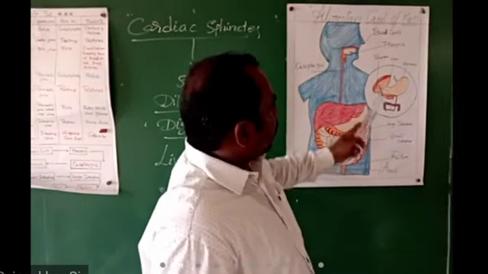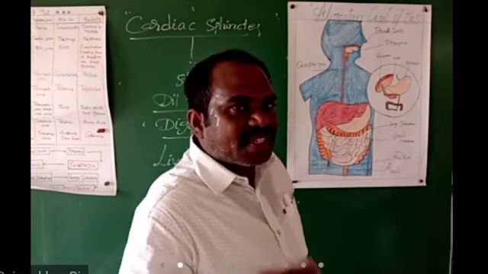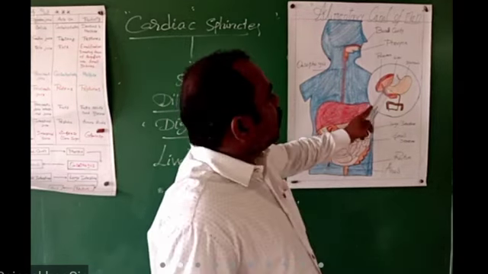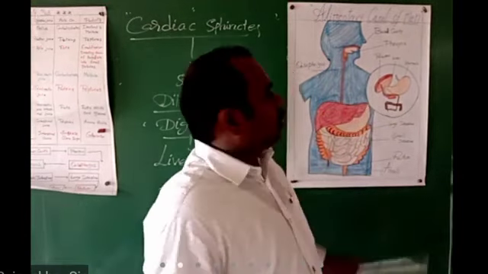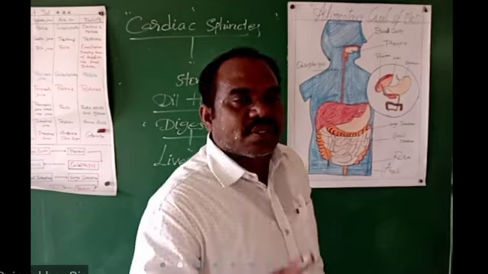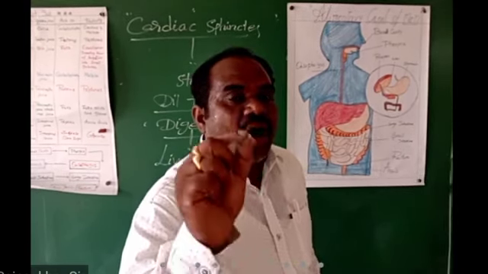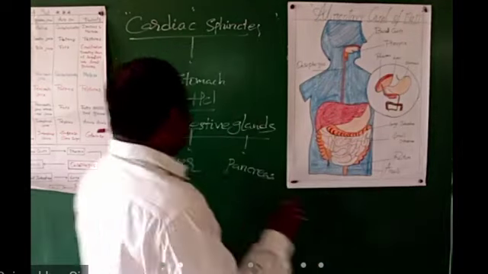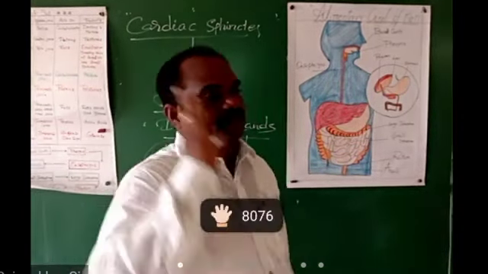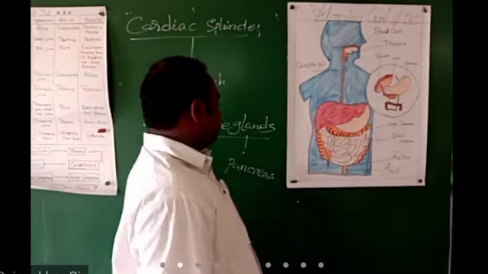These digestive glands secrete digestive juices and enzymes. The two glands are liver and pancreas. My dear students, very important point: the largest gland of our body is the liver. What is the largest gland of our body? Liver. Liver is the largest gland of our body.